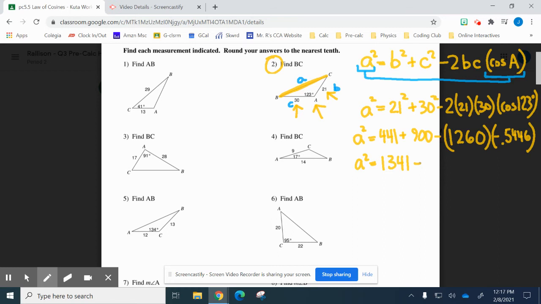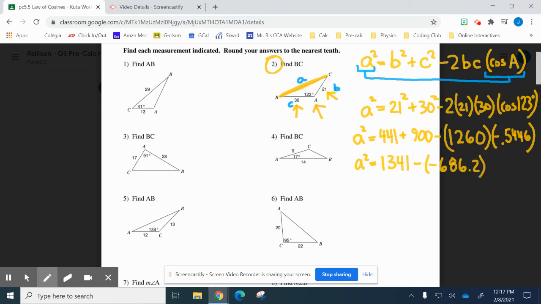So now we need 1260 times negative 0.5446. So that's going to be minus, but it's going to be minus a negative, right? Because 1260 times negative 0.5446. So it's going to be minus 686. We'll just take a decimal there since we've got it.